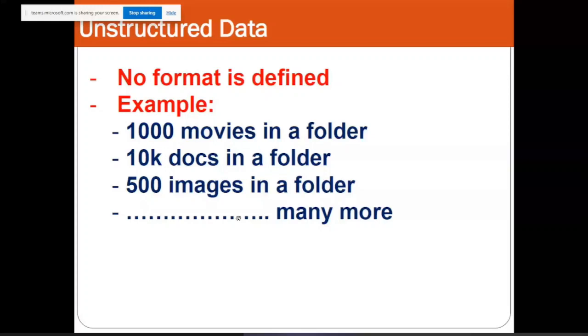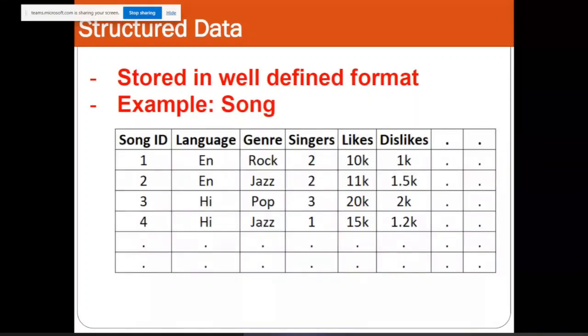Next is structured data. In structured data, it is stored in a well-defined format. Let's take an example of songs. Let's suppose there is a folder that contains 100 songs. Every song has an ID. Every song has some language. What is the genre? How many singers are there? How many likes and dislikes on YouTube? And many more properties we can calculate. So this is a well-defined and well-structured data set. That's why it is known as structured data.